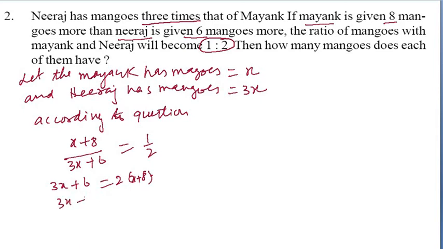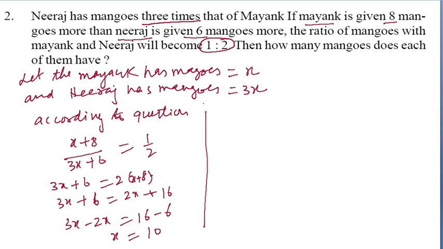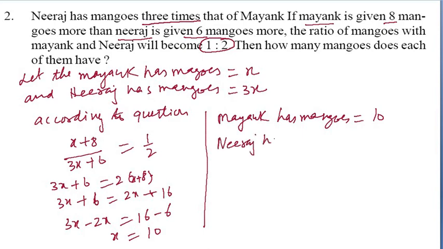Now 3x plus 6 will be equal to 2x plus 16. So 3x minus 2x will be equal to 16 minus 6. So x will be equal to 10. So Mank has mangoes equal to 10, and Neeraj has mangoes equal to 3 times of this. So 3 into 10, that is 30. So that will be your answer.